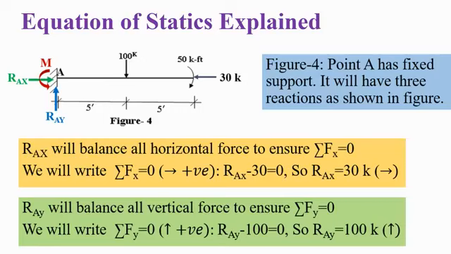Now we can use statics. I have told that Rx will balance all horizontal forces, Fx equal to 0. I explained it earlier. So Fx equal to 0, positive, we write it like this. If we solve this problem, you see Rax and 30 kip. Only two forces in the x direction. Only these two forces, Rax and 30 kip, in the x direction.